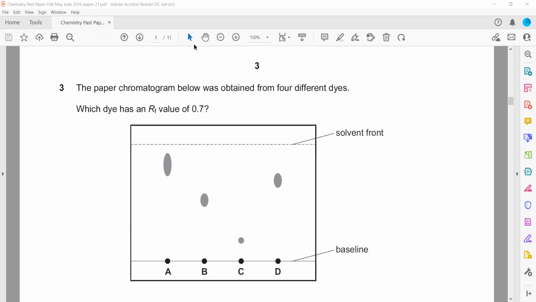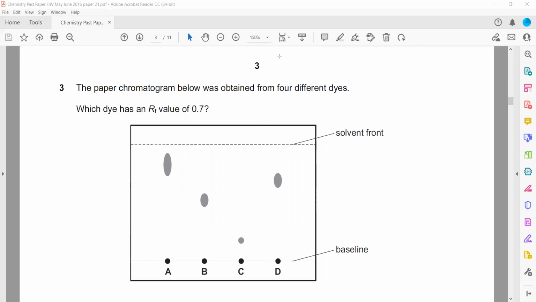First, remember that the formula to calculate the RF value is the distance moved by the spot divided by the distance moved by the solvent. You measure the distance moved by the spot using your ruler, not till the tip but to the center of the spot, and the distance moved by the solvent. Using the measurements, you will get the RF value.